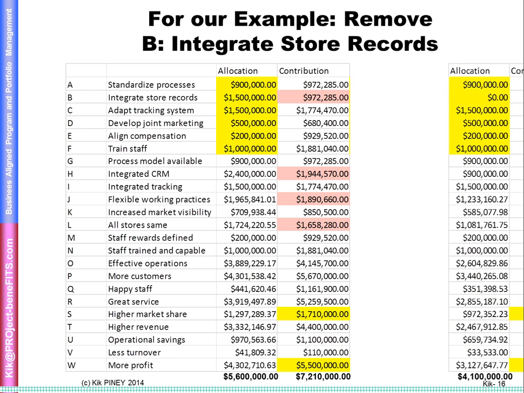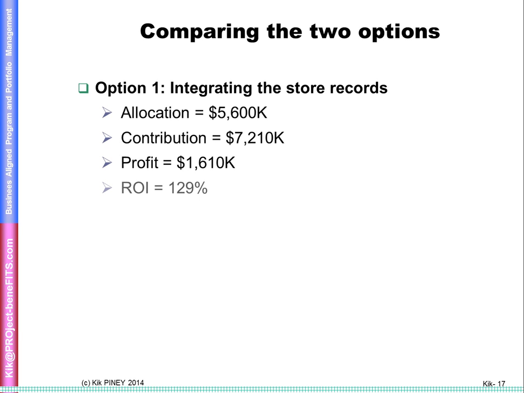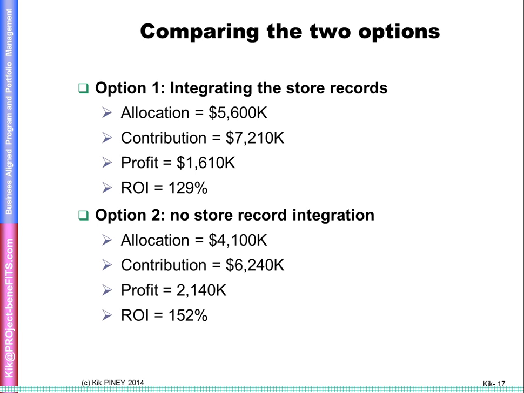So having done that, we will then set, for example, integrate store records to 0 by saying we will not do that. And then we come up with a picture that looks good because at the bottom you can see that the overall, in yellow, the higher market share and the more profit actually cost less to achieve than they deliver. However, this is shown as well, if you like, in a tabular form, and the return on investment is better, although the overall contribution is less, but the allocation is much less as well.